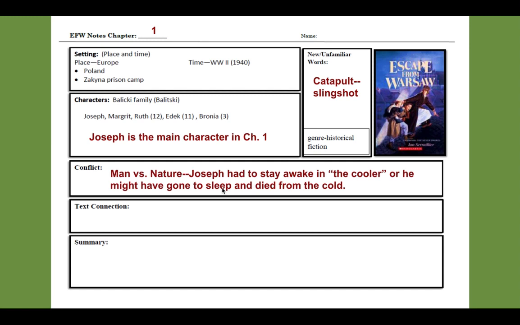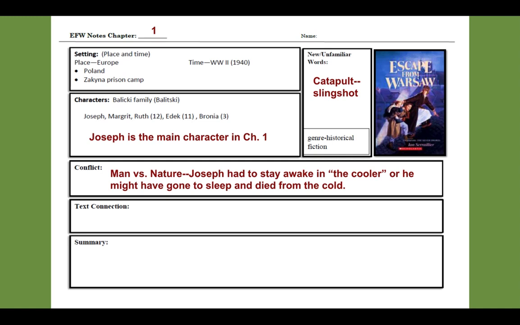All right, so the conflict in this chapter, there's a lot more than just this one conflict, but I picked one that really stands out in this story, and that's a man versus nature conflict, because in this story it talked about how Joseph got in trouble on purpose so he could get put into the cooler. That was playing into his plan for escape, okay?